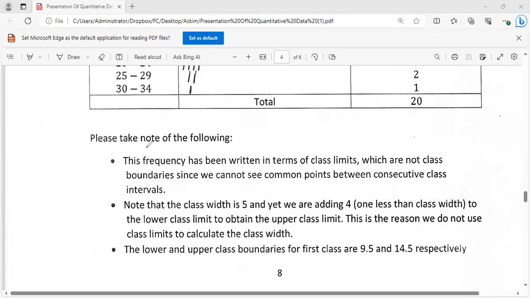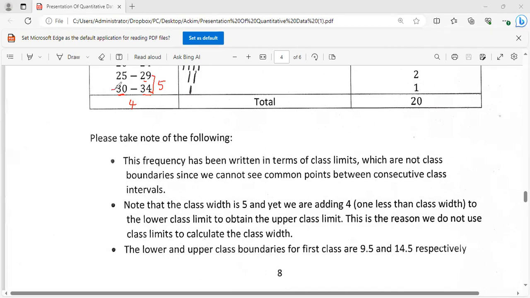So you can't say 34 minus 30, which gives 4, but that's not the class width. When you are given limits, you subtract from the next lower limit, so 34 minus 29 gives 5, and that's our class width.